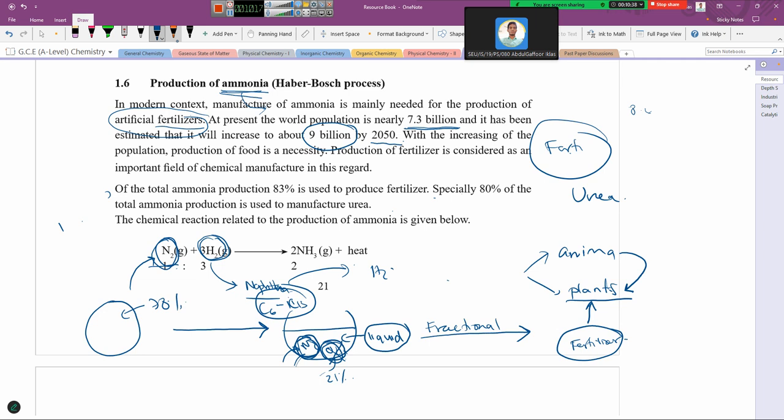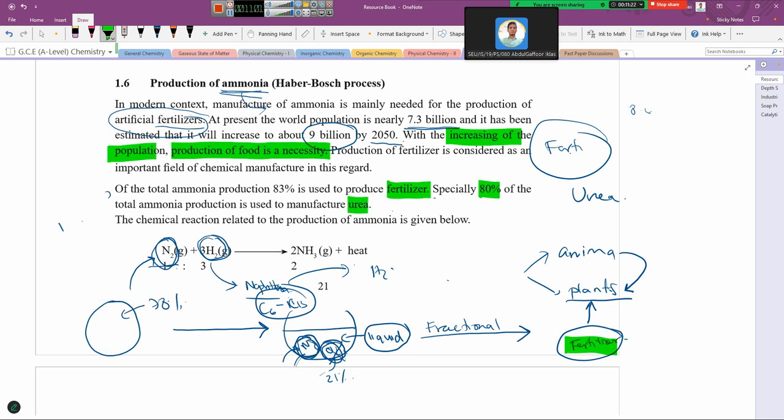So did you get an idea of why we have to produce ammonia? Yes. Because of the production of fertilizer. Here you see, with the increasing population, production of food is a necessity. Now you can see, of the total ammonia production, we have to allocate the produced ammonia for different purposes. But 83% of produced ammonia is used for fertilizer, and among them 80%, the majority, is used for the production of urea.